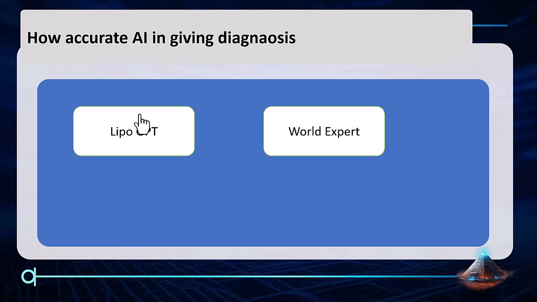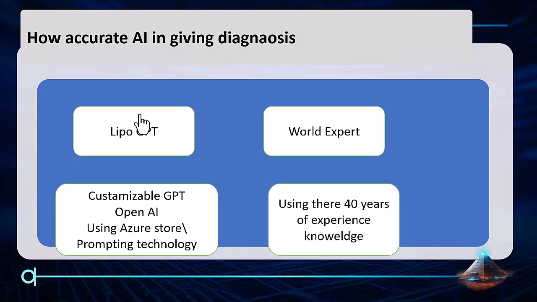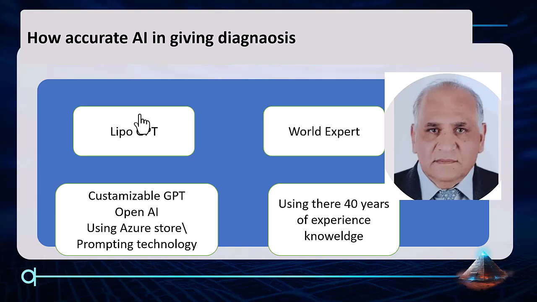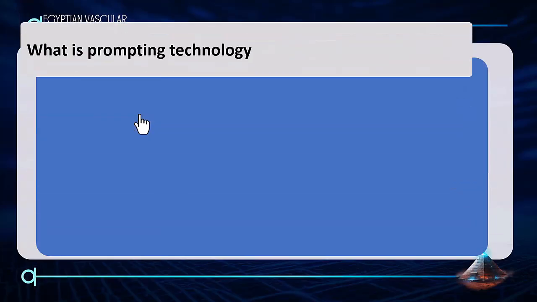So here you have a program, and here you can have a world expert, and they did present 6 cases to both of them, either the AI or the world expert. The AI uses the custom GPT called LipoGPT, by the company OpenAI. They use Azure as a store of their knowledge, and they use prompting technology. And the world expert has the vast advantage of having 40 years of experience of dealing with these patients, like my dear colleague, Professor Yasser. And this is the logo for GPT. So let us see what these 2 will do to 6 patients with lipedema.